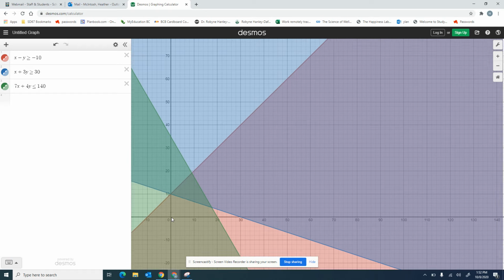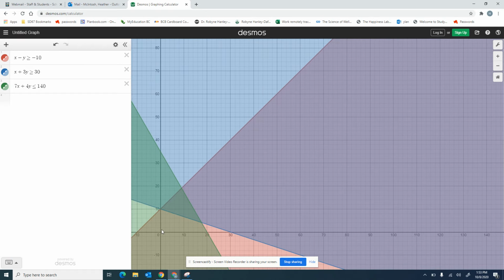I'll just move the graph a little bit. There you go. You can always check using Desmos. I just type in the line.